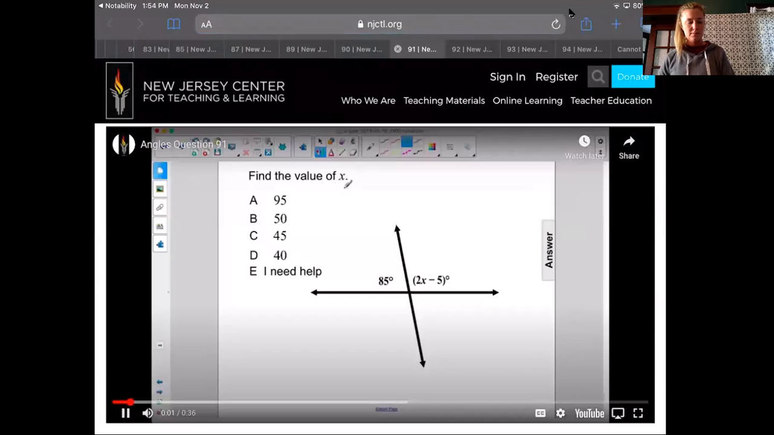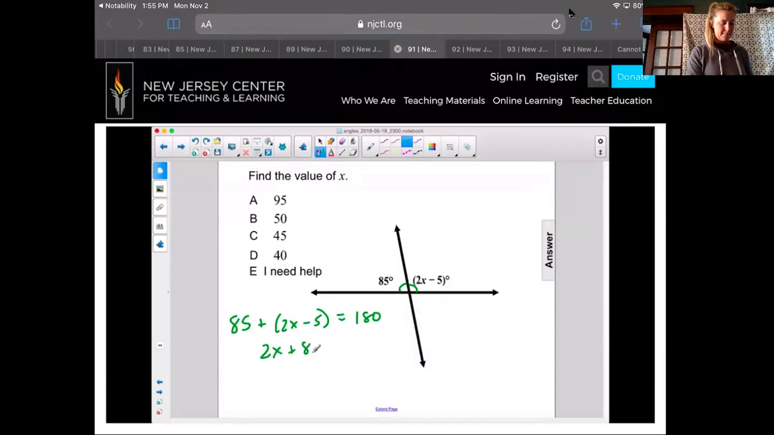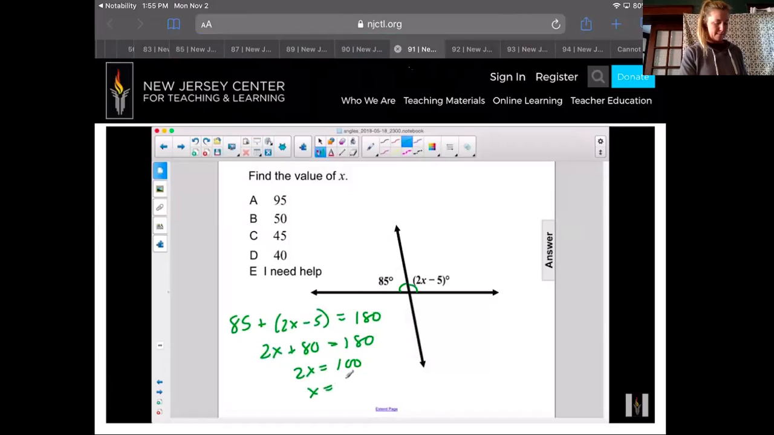Find the value of x. All right, so this angle and this angle are a linear pair. They're supplementary angles, which means when you add them together, they add up to 180. So we know that 85 plus 2x minus 5 equals 180. Then we can just solve for x. So when we combine these terms, we get 2x plus 80 equals 180. 2x equals 100. X equals 50. So x equals 50. B.